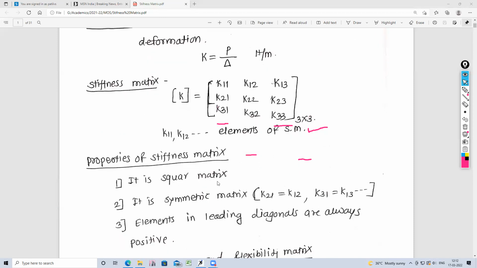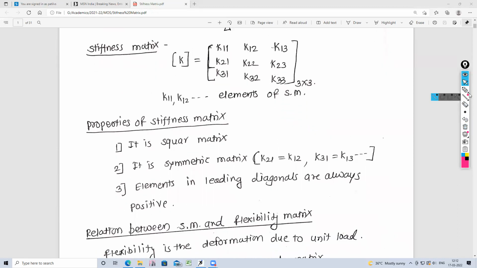Then in the stiffness matrix method, first of all it is required to generate a stiffness matrix. But whether the generated stiffness matrix is correct or incorrect, how do we check this? There are three properties of the stiffness matrix. So you compare the generated stiffness matrix with these properties, and if all properties are satisfied, then the generated stiffness matrix is correct. The first property is that it is always a square matrix. Maybe 2 by 2, 3 by 3, 4 by 4, 5 by 5, but always a square matrix.